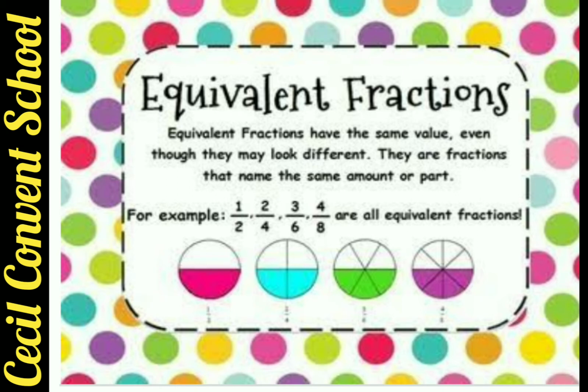All are having the same value, but they look different. They are fractions that name the same amount or part. Means if the first is 1 by 2, the second is 2 by 4. What I have done, I have multiplied 1 by 2 by 2. Means numerator and denominator of the first fraction I multiply by 2, then I get 2 by 4. Clear? And when I multiply 1 by 2 by 3, means numerator and denominator by 3, I get 3 by 6. In this manner we get an equivalent fraction. Means you have to multiply or divide by the same number.